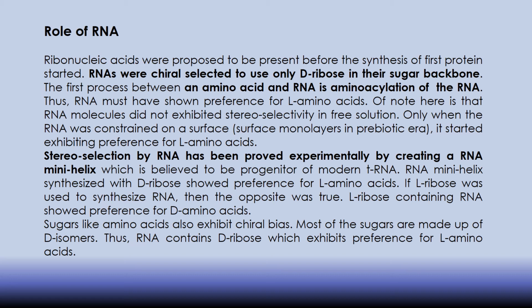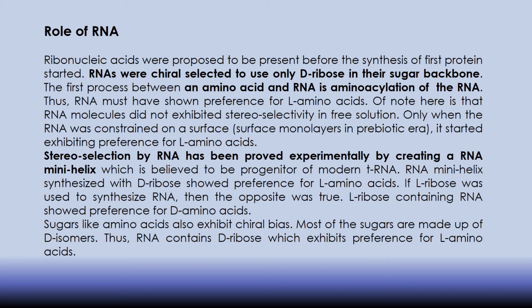Stereoselection by RNA has been proved experimentally by creating a RNA mini-helix, which is believed to be progenitor of the modern-day transfer RNAs. RNA mini-helix synthesized using D-ribose sugars showed preference for L-amino acids. However, if L-ribose sugar was used to synthesize RNA, then the opposite was true. L-ribose containing RNA showed preference for D-amino acids.